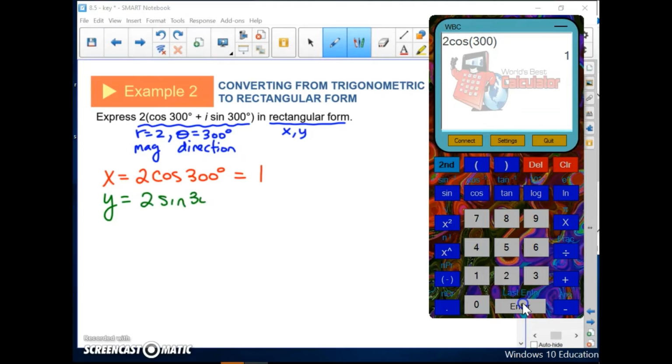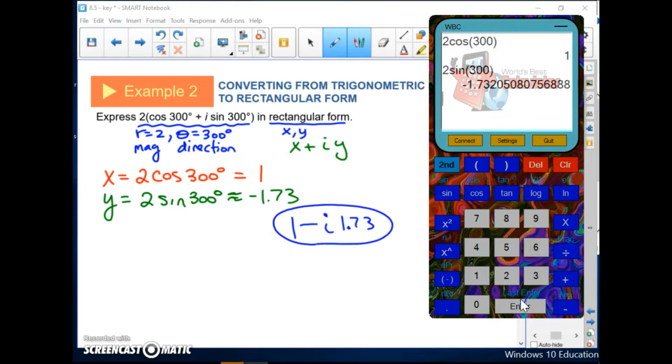2 sine 300 is negative 1.73, about negative 1.73. Okay? So rectangular form really looks like x plus i times y. And so if we want to put it in rectangular form, we just write this in that form. We're going to have the x component with 1, and I guess we got a minus here, minus i times 1.73. It's going to look something like this.